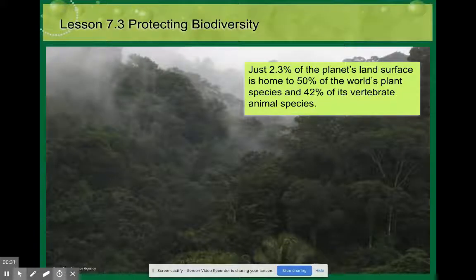Hey guys, we're going to wrap up chapter 7, looking at how we can protect biodiversity. Going back in 7.1, 7.2, we learned about the importance of biodiversity and things like, a lot of plants provide beneficial medicines for us. We learned about the threats to biodiversity, like invasive species and habitat loss.